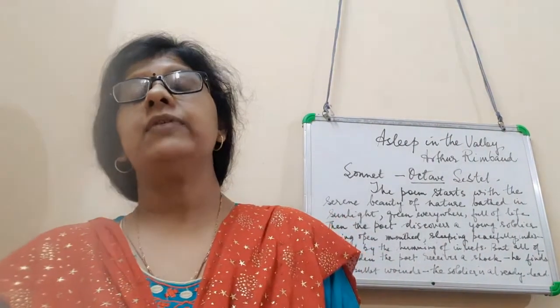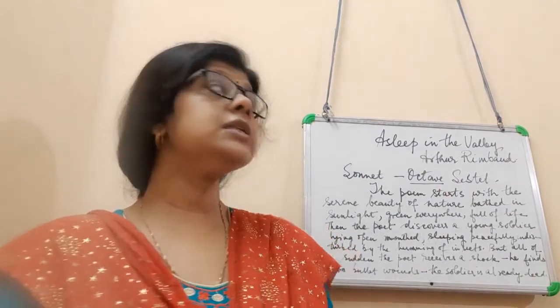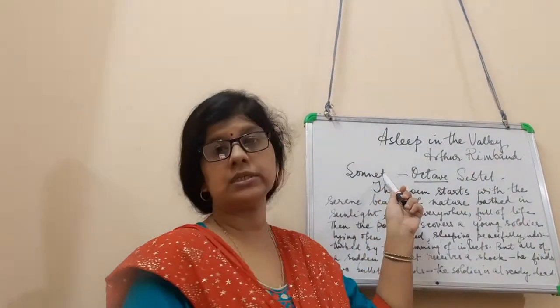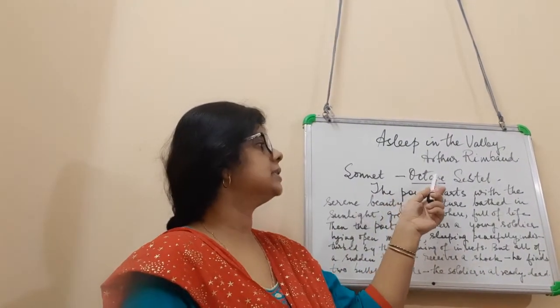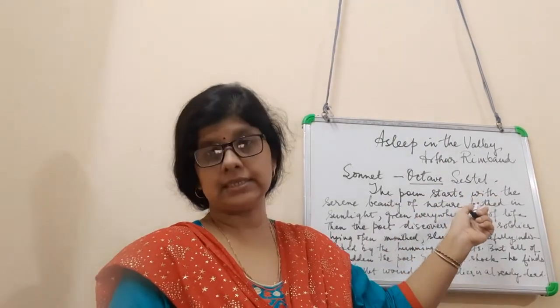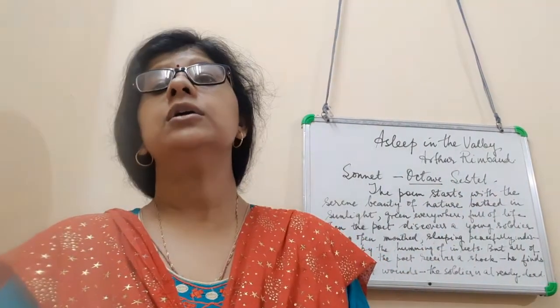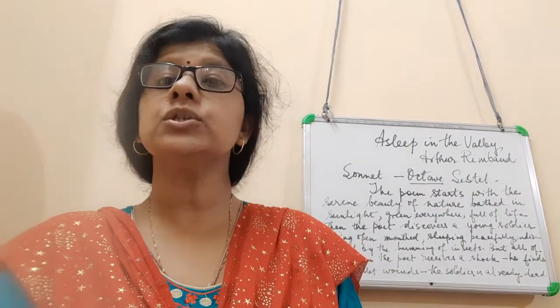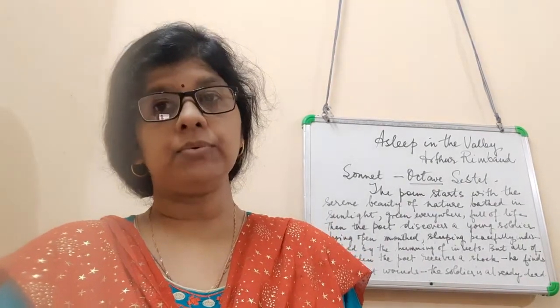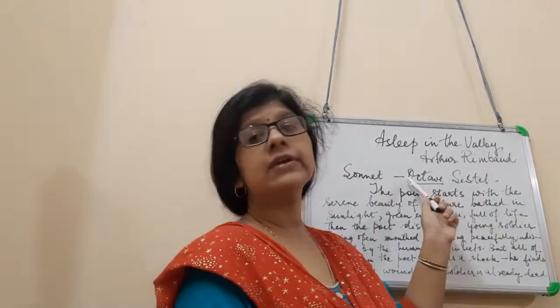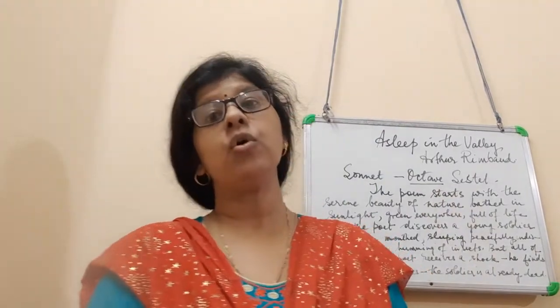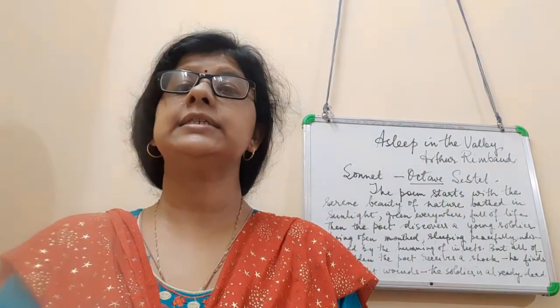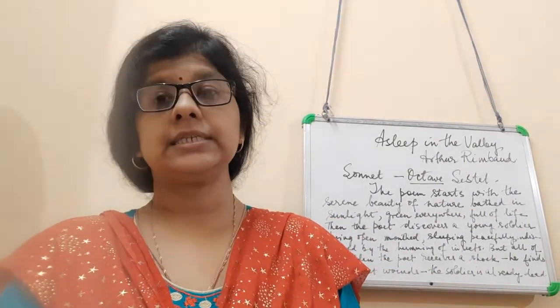Now, Asleep in the Valley, first of all, is a sonnet. It has the octave and the sestet. What is a sonnet? A sonnet is a 14-line poem, and the first 8 lines are called the octave, and the next 6 lines are called the sestet.